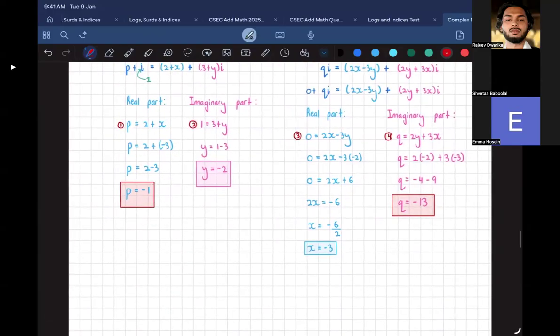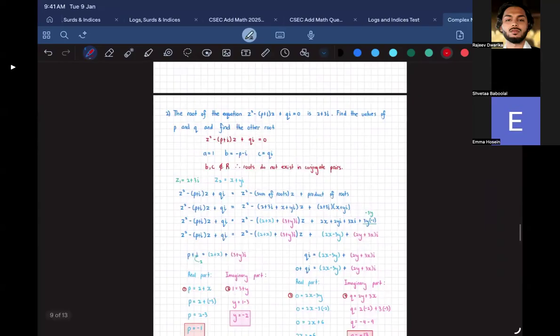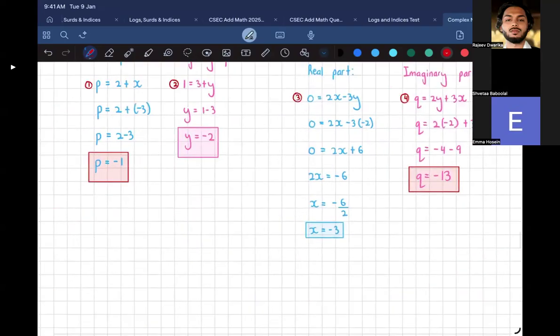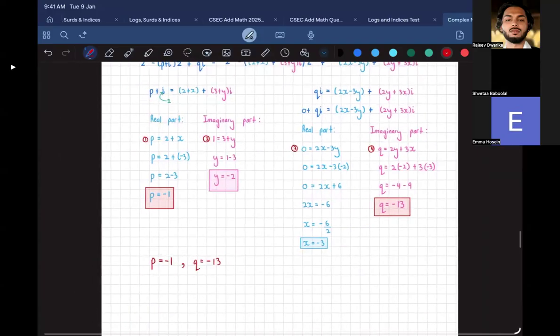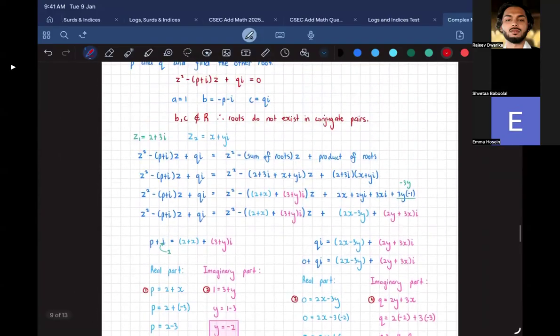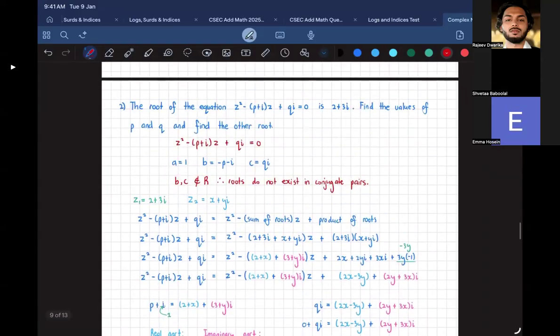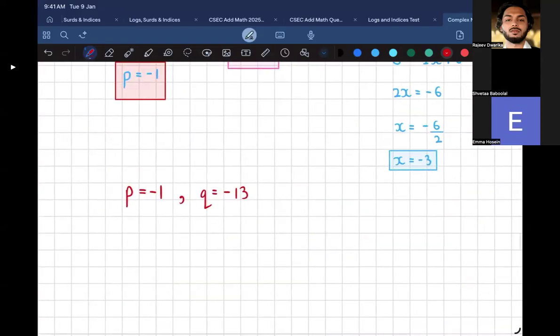Okay, so to put the icing on the cake, we need to find the values of P and Q. Well, we did that, right? So P is equal to minus 1, and Q is equal to minus 13. And we could write the complete equation if we wanted. So the complete equation would be z squared.